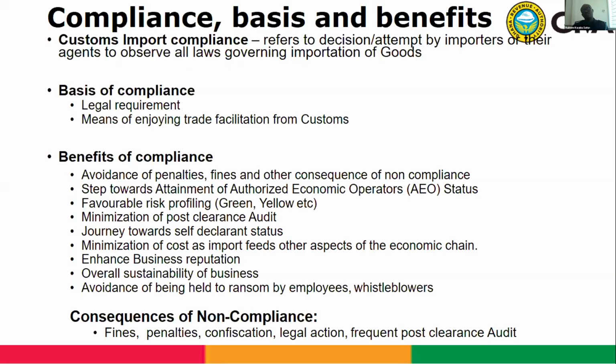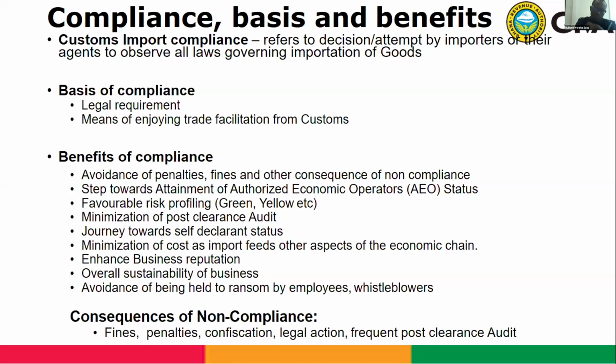And even if they don't come with sanctions immediately, when you look at sections 121 and 122 of the Customs Act, sanctions are repeated over there for acts which, when you do them, are deemed non-compliant. Compliance is also a means of enjoying trade facilitation from customs. All over the world, customs is supposed to facilitate compliant trade. So when you are compliant, you will enjoy trade facilitation from customs.